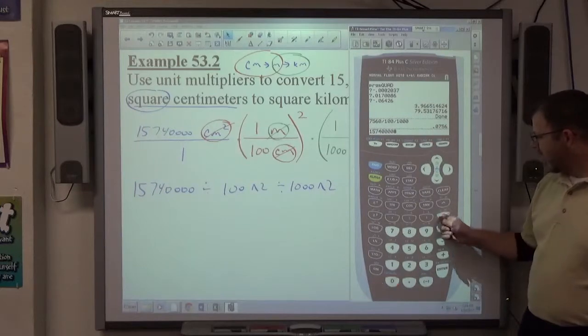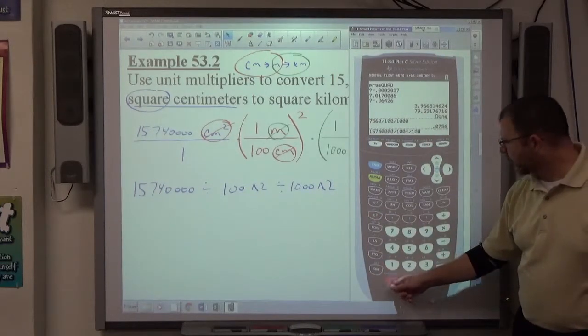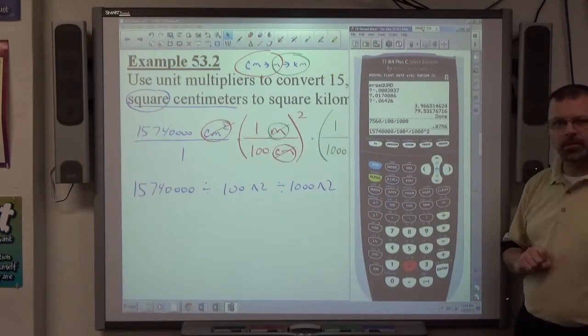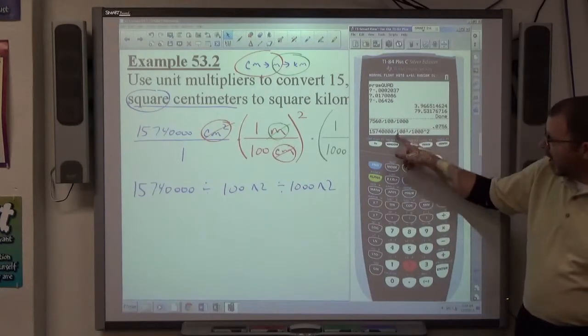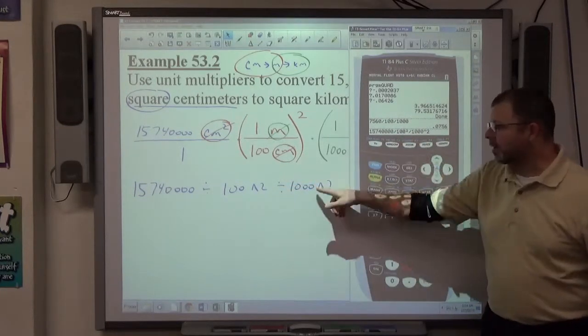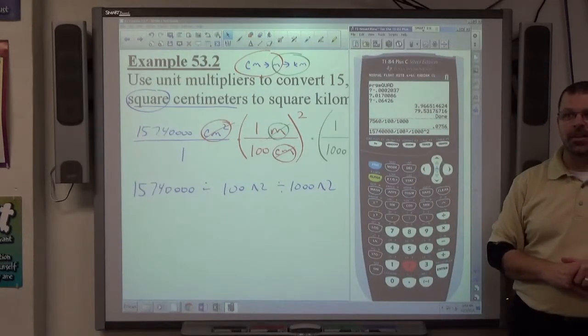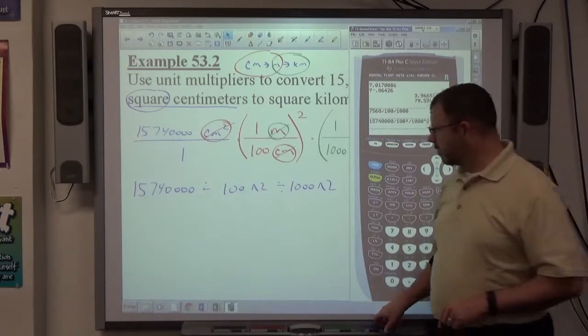15,740,000 divided by 100 squared divided by 1,000 squared. You want caret 2? Fine. Caret 2. Take your pick. They do the same thing. But again, divided by this and divided by this. Each thing that's on the bottom is going to be divided by. That's how your calculator has to see it in order to know what you're talking about. And we get 0.001574.